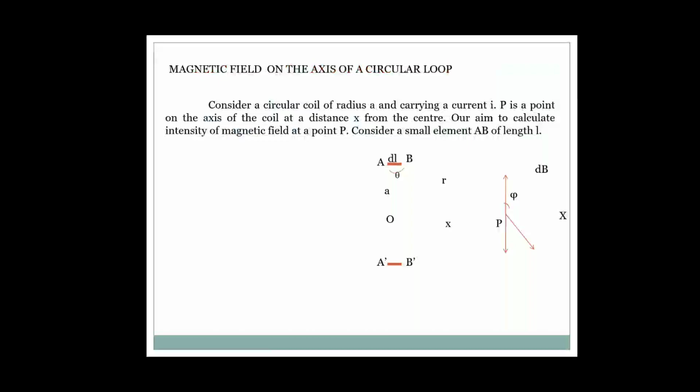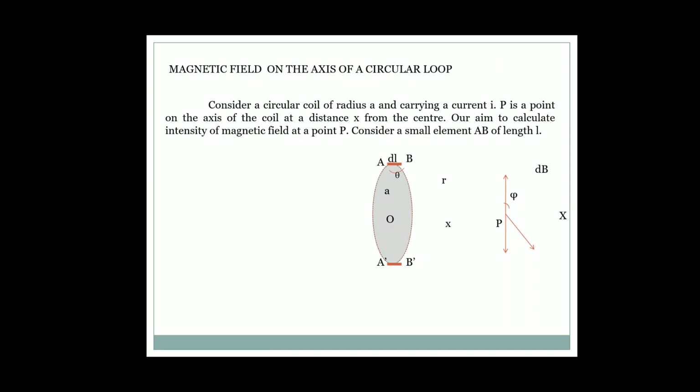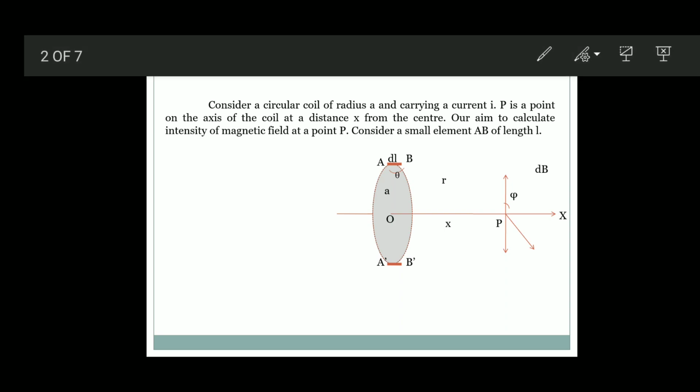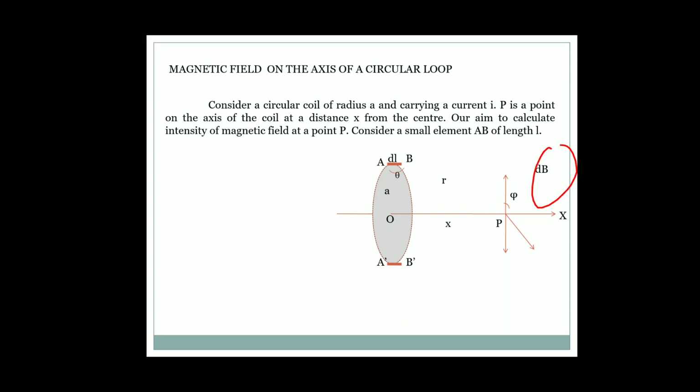To determine the intensity of magnetic field, let us consider a circular coil having radius a. A current I is passing through the circular coil and dl is a small element, that is AB, and an axis which is passing through the center of the coil. At point P we have to determine the intensity of magnetic field, that is dB we have to calculate. P is a point at a distance x from the center of the coil. Let us draw a line from the element dl to P at a distance r.